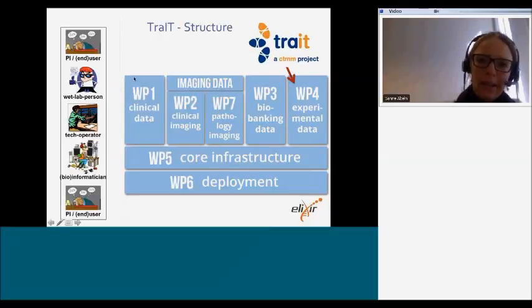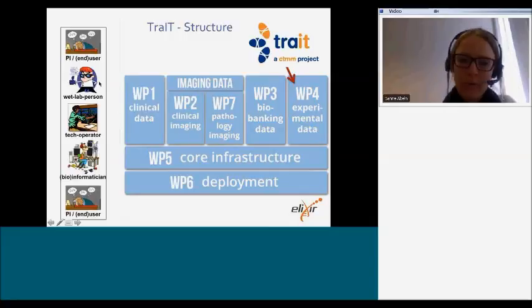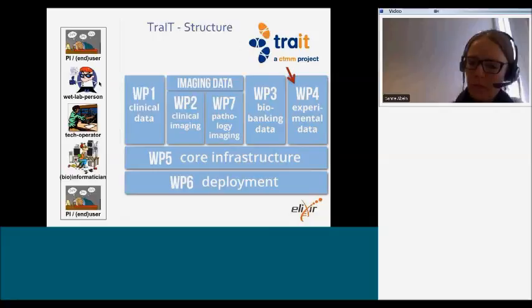Right. Interestingly, when we started TraIT, it was quite clear from the start that there are a lot of different people playing in these kinds of large initiatives. That would be going from the PI to the end user, which in TraIT is defined as a molecular biologist, whereas in other fields we may define the end user slightly differently. But there are also a lot of other people involved here: bioinformaticians, tech operators, lab people who may want to keep their electronic lab journal. So a lot of roles and a lot of users here.